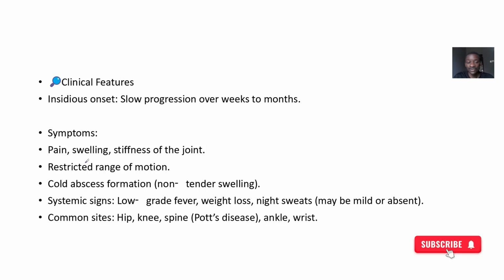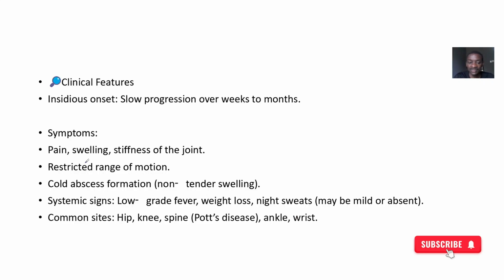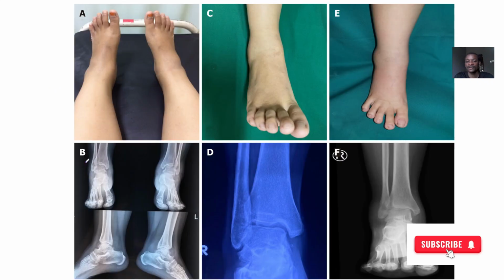So later on there will be pain, there will be swelling, there will be stiffness, restricted range of motion, cold abscess formation, systemic issues. That's where the infection is now tracking through blood, spreading to other places: fever, weight loss, night sweats, you understand. Pott's disease, okay, affecting other sites like the hip, the knees, the spine, the ankle, the wrist. You can pause to observe the pictures.